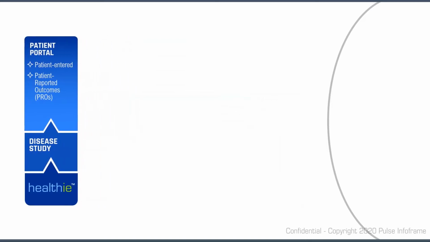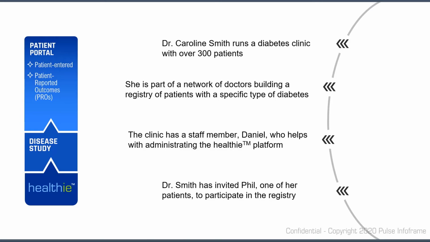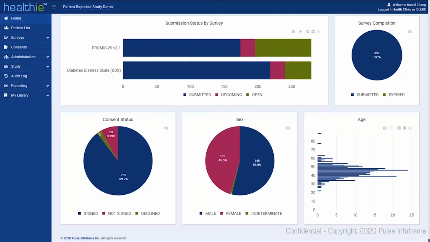Dr. Carolyn Smith, together with her team, are running a study on a group of patients at their diabetes clinic who have a rare form of type 1 diabetes. Each site has designated staff to administrate and enter data into the platform. Daniel works at Dr. Smith's clinic and set up the users for the site. Phil, a patient of Dr. Smith's, is going to be added to the registry.